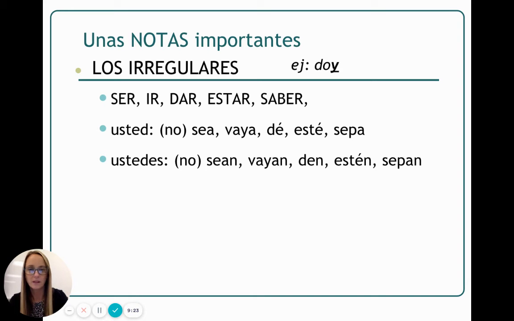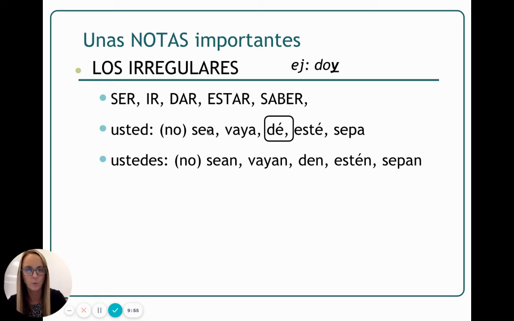So the only reason dé has an accent is so that it doesn't look like the preposition de, or of, in Spanish. That's why des doesn't have one and den does not have one. It's not needed. Remember, we kind of didn't use no sepas a lot because you really wouldn't command somebody to not know something. So it looks like I don't have the English on your document. If you wanted to put the English, we have the commands for be, go, give, be, and know.